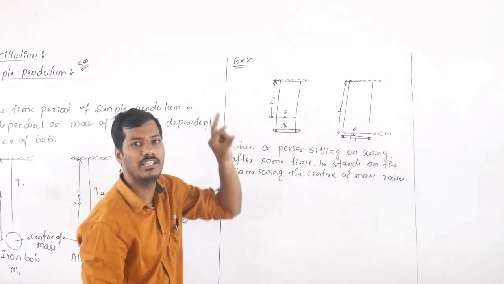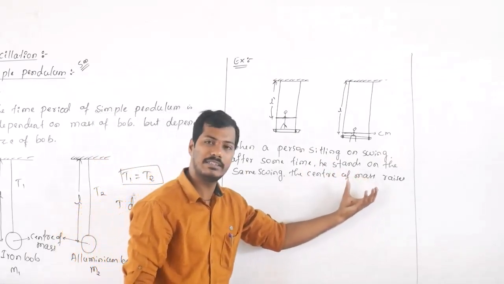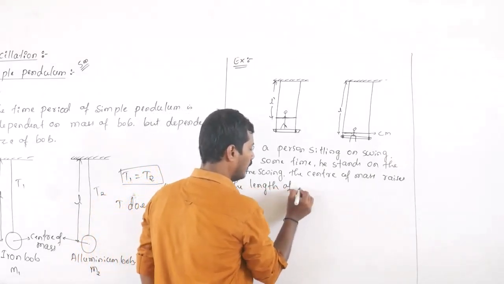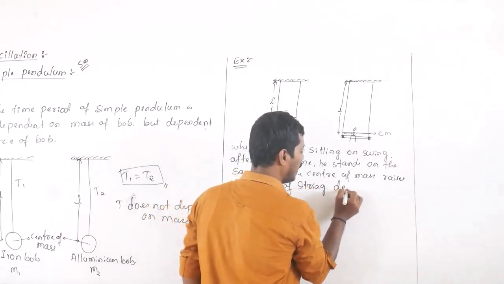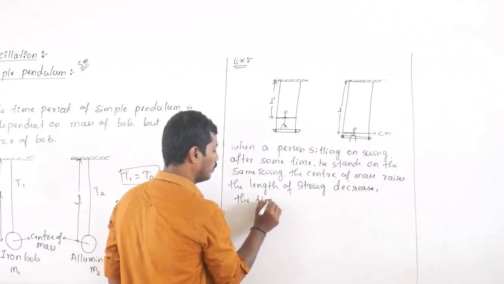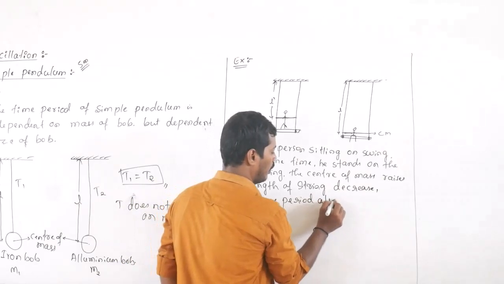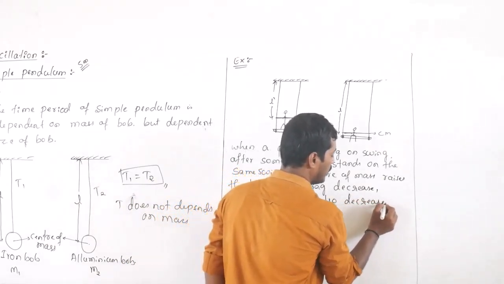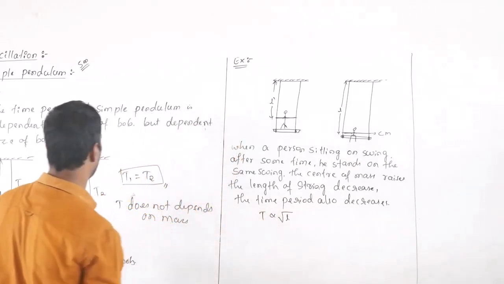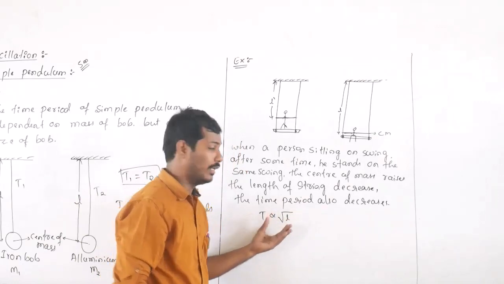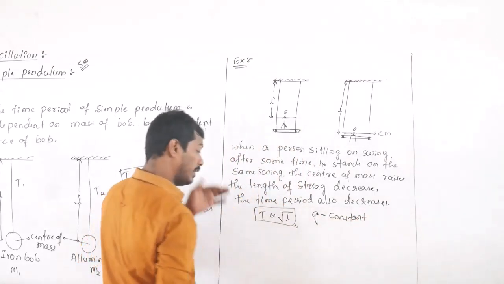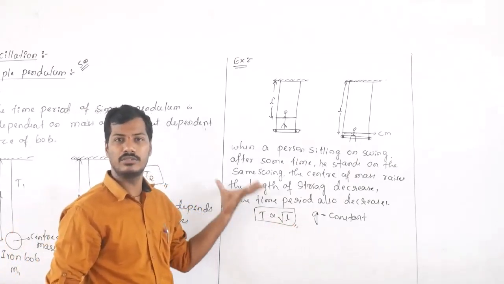Decreases. Because the center of mass is inversely proportional to the length here. You concluded that the center of mass is inversely proportional to the length. Then the length of the string decreases. If the length of the string decreases, then what about the time period? The time period also decreases, because the time period is directly proportional to the root of length, and g is constant here. So if the length decreases, the time period also decreases.